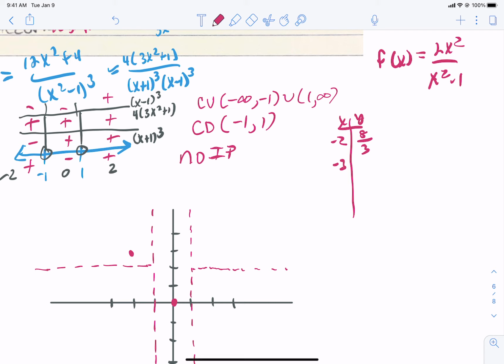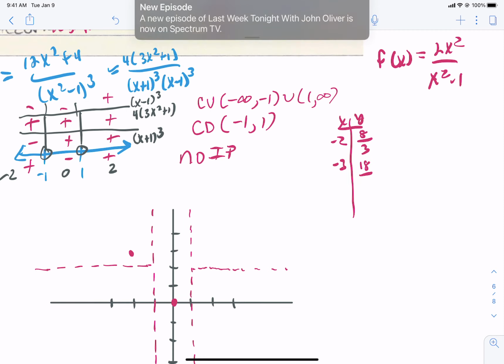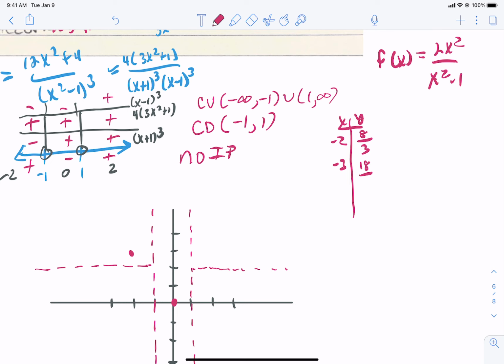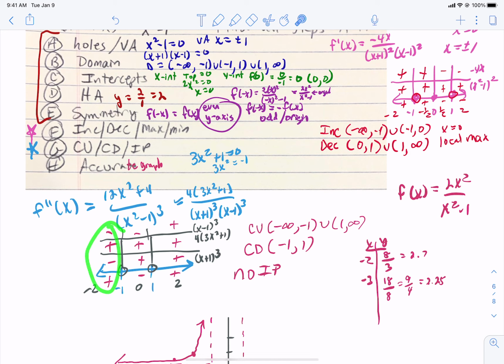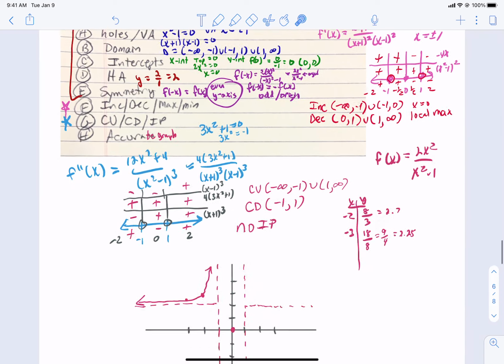And then at -3, let's plug that in. We get 2 times 9, or 18 on top. We get 9 minus 1, or 8 on the bottom, which is 9/4, which is 2.25. So this was about 2.66, 2.7, and this is about 2.25. So we've come down a little bit, which makes sense, right? Because remember, this piece should be concave up and increasing. So that piece, we just focus on this and this from our plus and minus charts. Okay? Now let's do our middle piece.